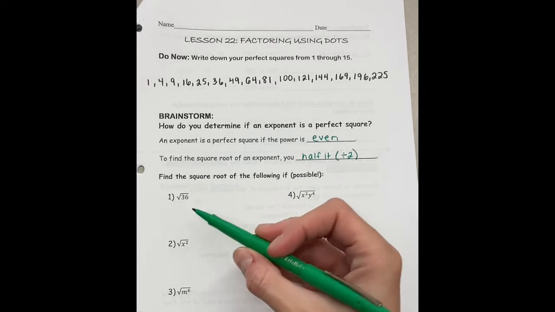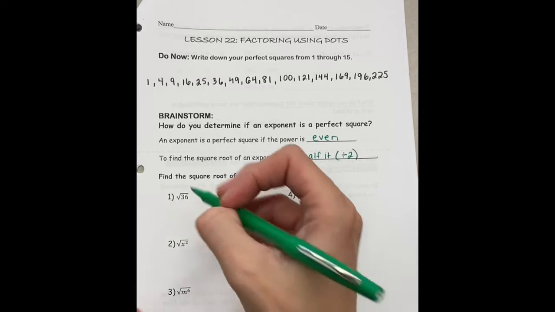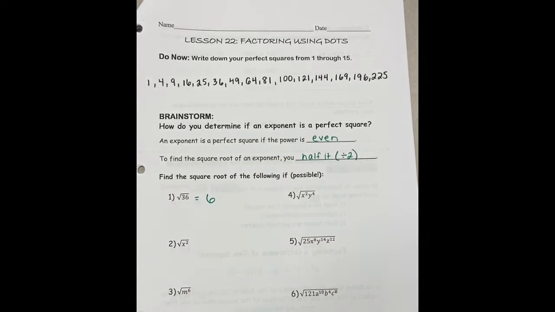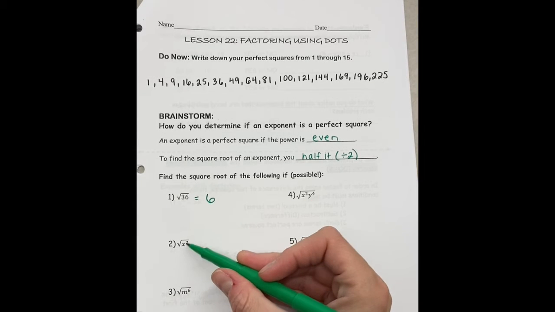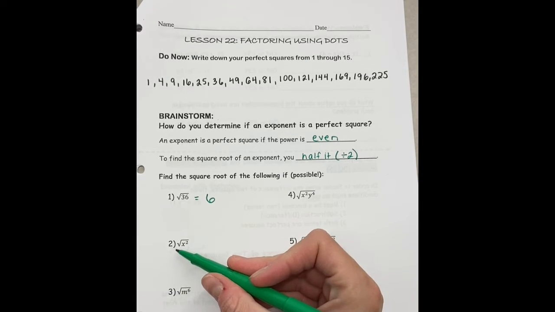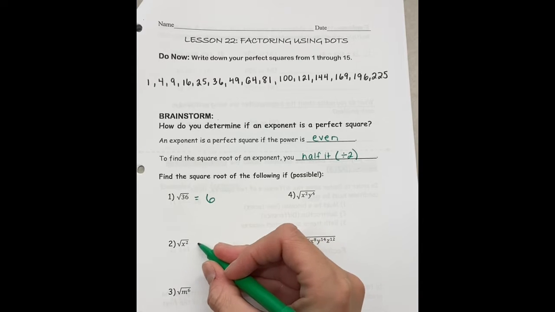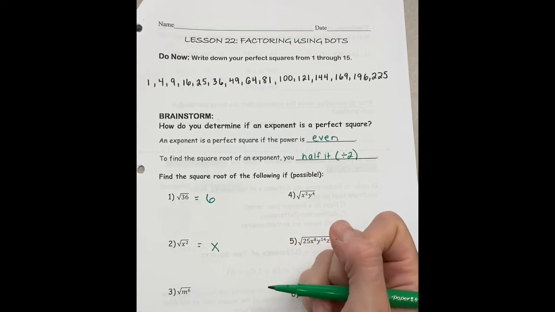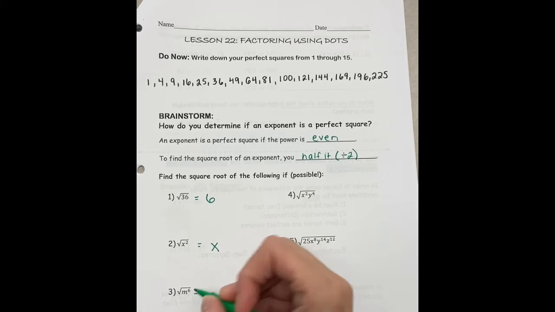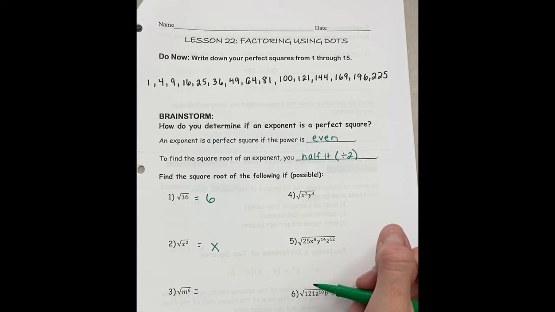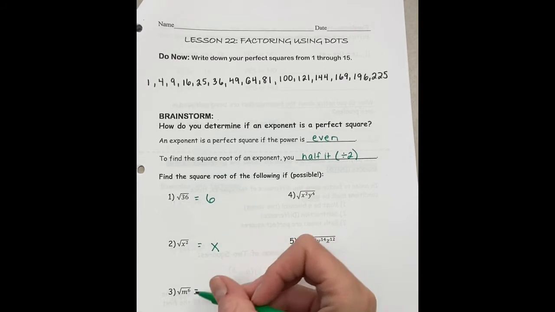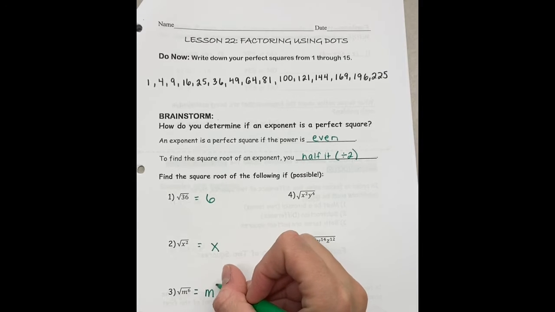So here we want to find the square root of the following. If I look at question 1, the square root of 36 is 6, because 6 times 6 gives us 36. The square root of x squared is, well, we take the exponent, which is 2, and we divide it by 2, which gives us 1, so it's x to the first, or just x. The square root of m to the 6th, we divide the exponent by 2, which gives us m to the third power.